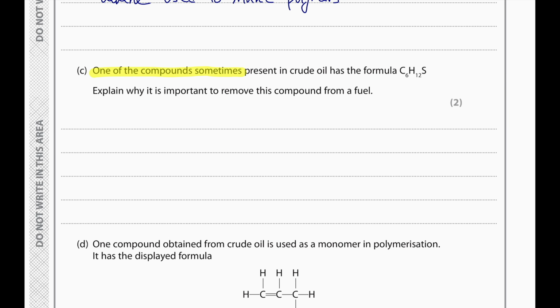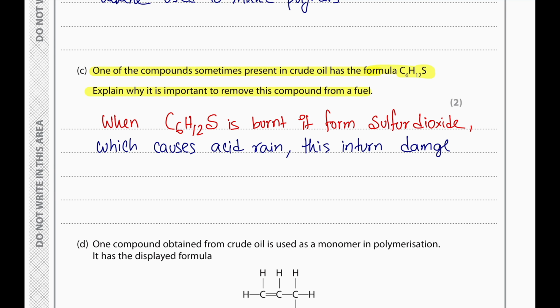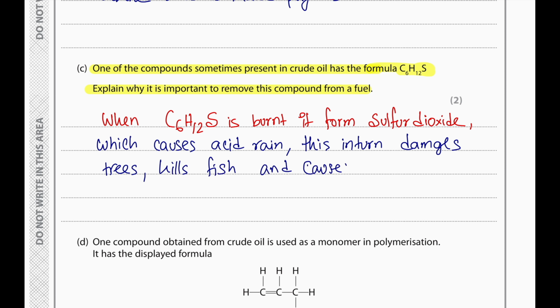One of the compounds sometimes present in crude oil has the formula C6H12S. Explain why it is important to remove the compound from a fuel. When C6H12S is burned, it produces sulfur dioxide, which causes acid rain. Acid rain damages trees, kills fish, and acts as a respiratory irritant. It triggers asthma attacks in some people.